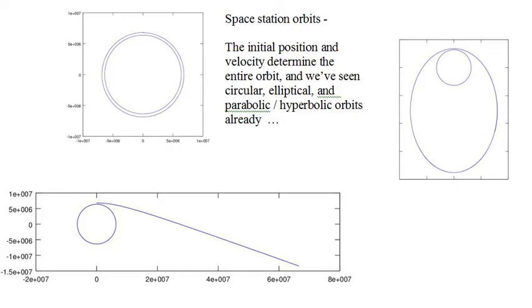Starting with a circular orbit and increasing the initial velocity results first in an ellipse that becomes bigger and bigger as the initial velocity is increased, until the point where the satellite just barely escapes the Earth's gravity and has a parabolic shape. Increasing the velocity beyond that results in a hyperbolic trajectory.